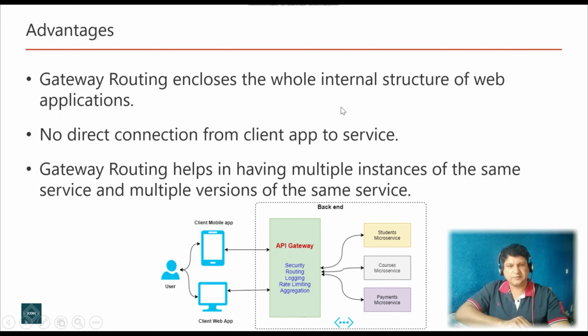Okay, friends, now let's see some of the advantages that the gateway routing pattern offers you. This pattern is useful when you want to expose multiple services on a single endpoint and route to the appropriate service based on the request. The client application only needs to know about a single endpoint. Use this pattern when you have multiple disparate services. It allows multiple instances of the same services sitting behind the gateway. It also allows multiple versions of the same services sitting behind the gateway.